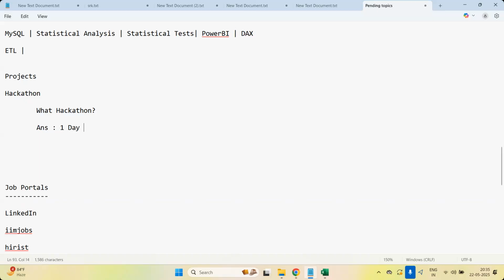It's a one-day hackathon which was conducted, and they have shared the business problem. They have shared the business problem along with the data. At the end of the hackathon, we have shared the solution to the business problem. At the end of the day, solution to the business problem.